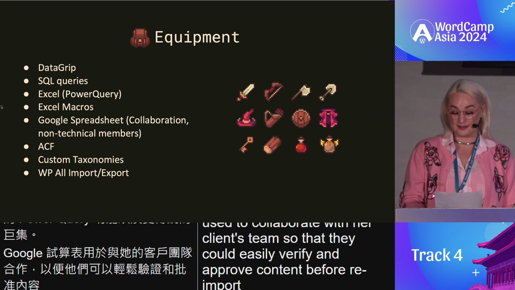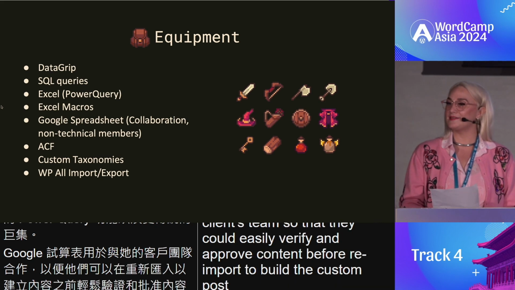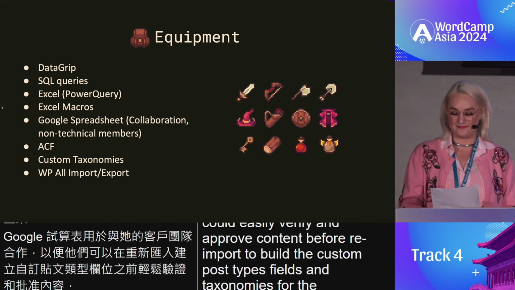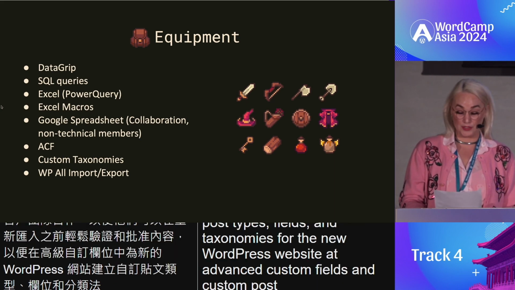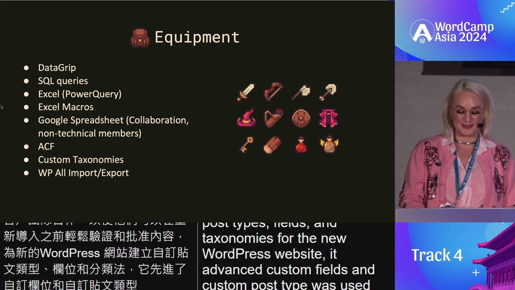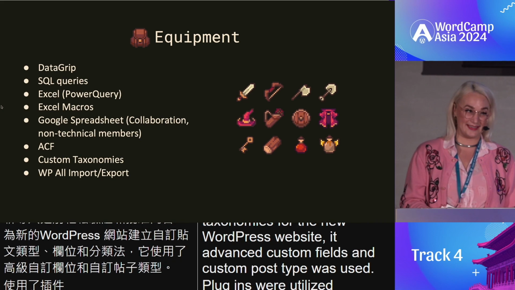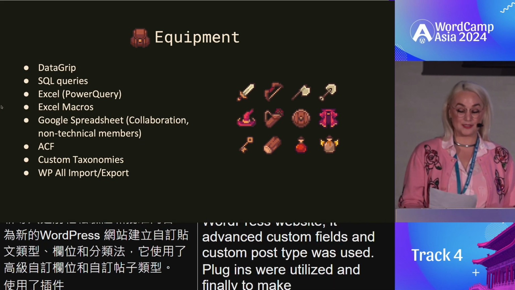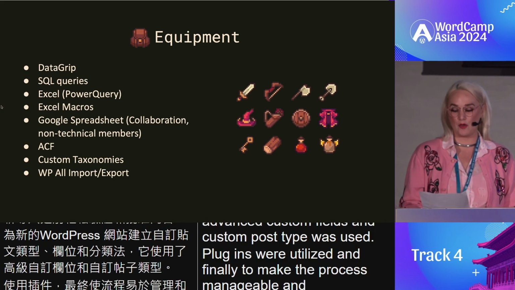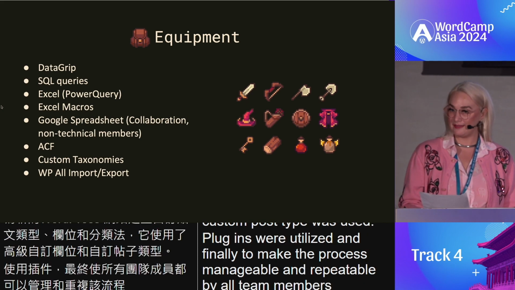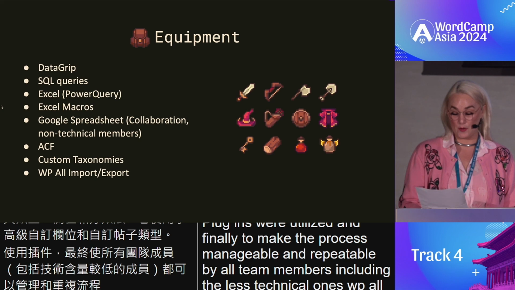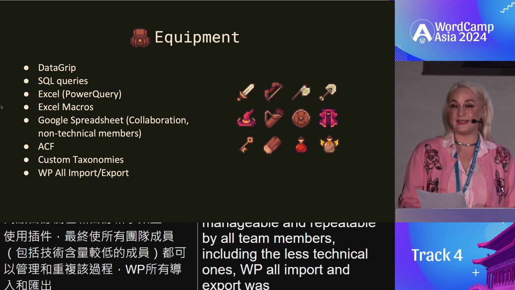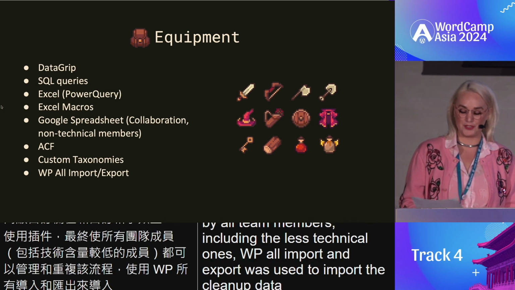To build the custom post types, fields, and taxonomies for their new WordPress website, Advanced Custom Fields and Custom Post Type UI plugins were utilized. And finally, to make the process manageable and repeatable by all team members, including the less technical ones, WP All Import and Export was used to import the cleaned-up data via those aforementioned spreadsheets.